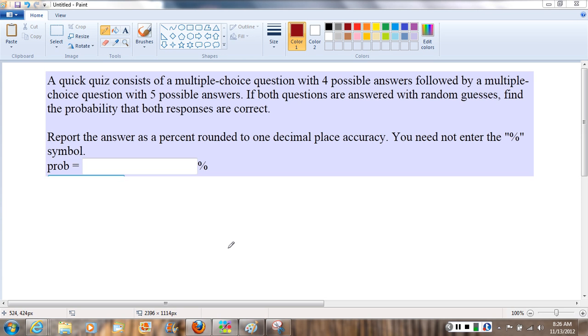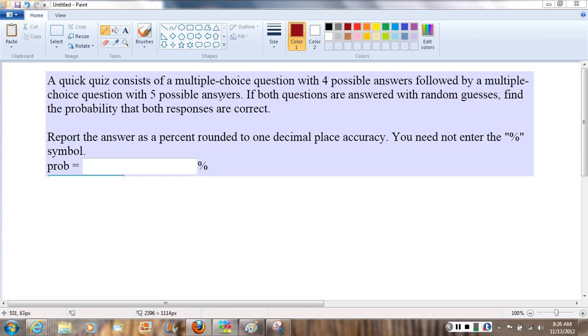Here's a probability question involving a test, or a quiz. So we have a quick quiz consisting of a multiple choice question with 4 possible answers, and then another multiple choice question with 5 possible answers. And a student is planning to randomly guess the answer to both questions, and we want to find the probability that both responses are correct.